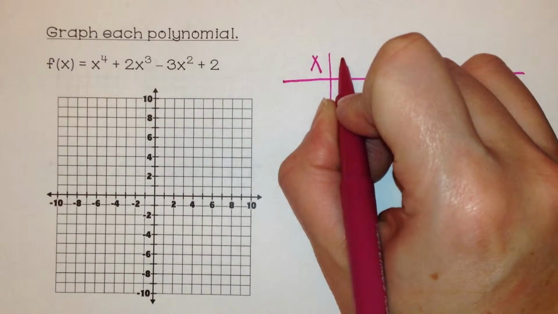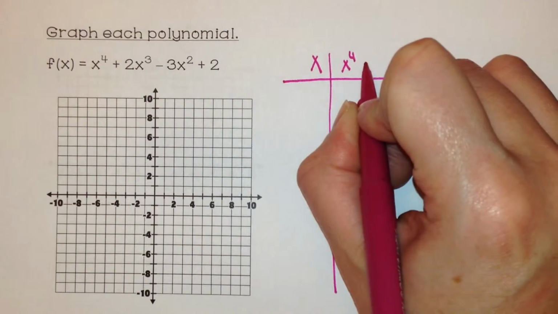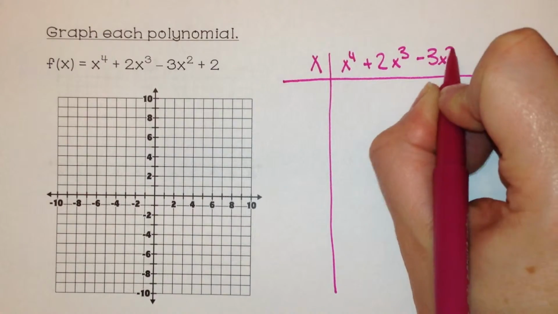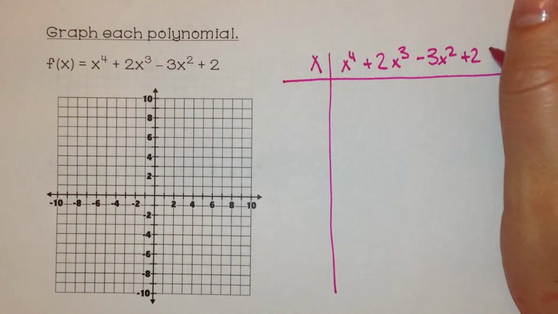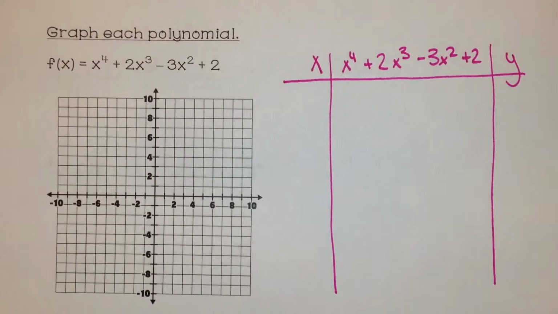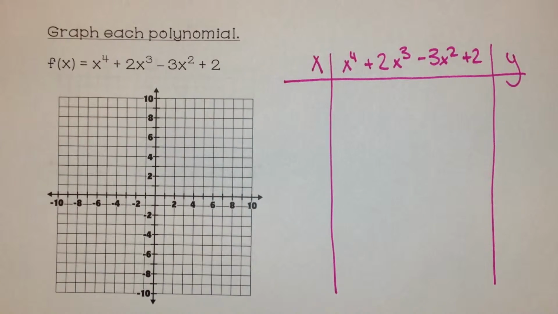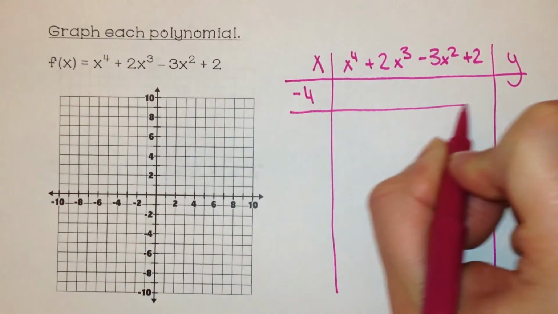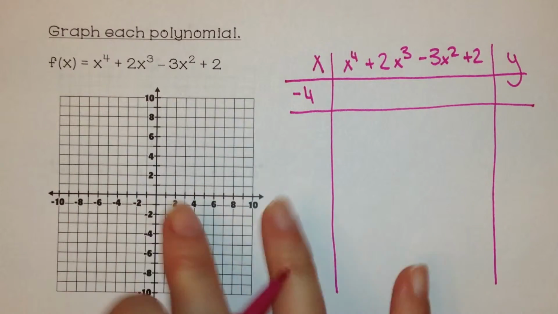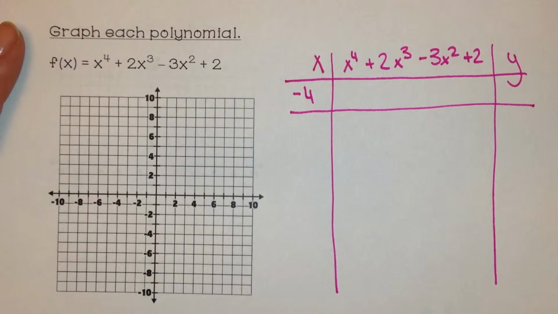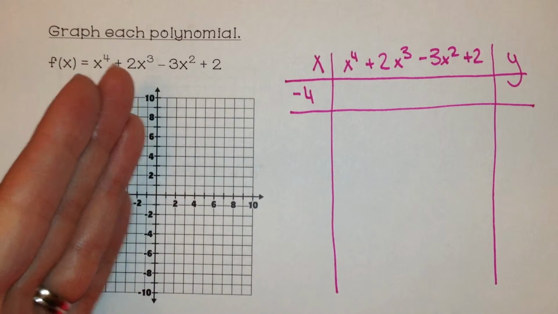So I'm going to plug it into x to the 4th plus 2x to the 3rd minus 3x squared plus 2, and I will get out different y values. All right, so I'm going to plug in -4, and I'm just picking values. I might have to go further out. If I find values that go way off the coordinate grid, those aren't values I can use, so I'm going to move in closer towards 0.